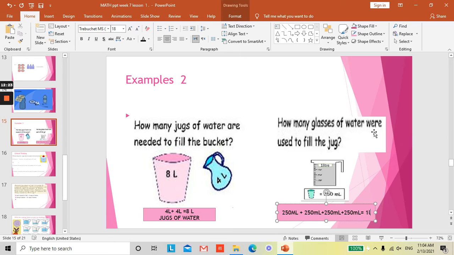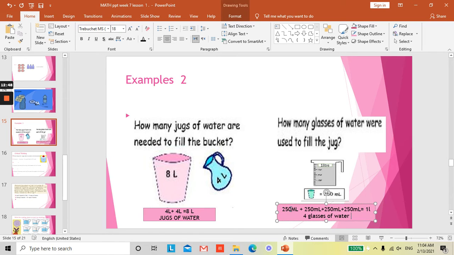So how many glasses of water were used to fill the jug? We have 1, 2, 3, 4. It's 4 glasses of water.